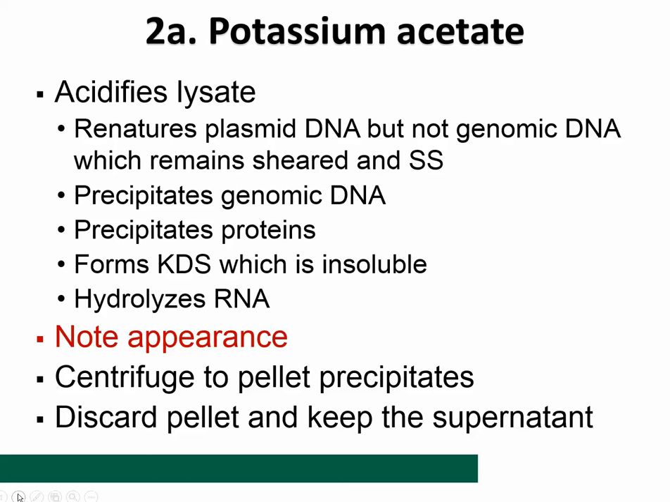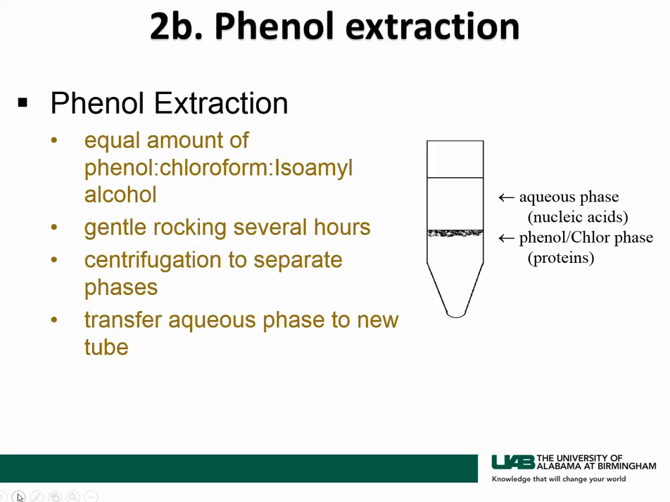If you use a microcentrifuge tube, you centrifuge it for a few minutes at 13,000 times G. That's the maximum. And then you discard the pellet, and then the supernatant that's been neutralized now is used for the next step. The next step is called phenol extraction.